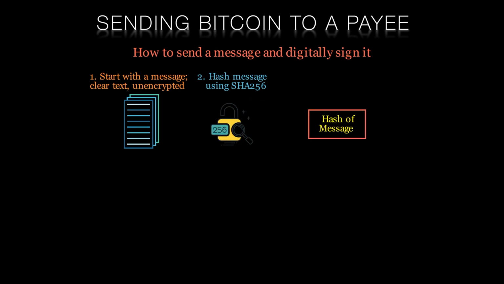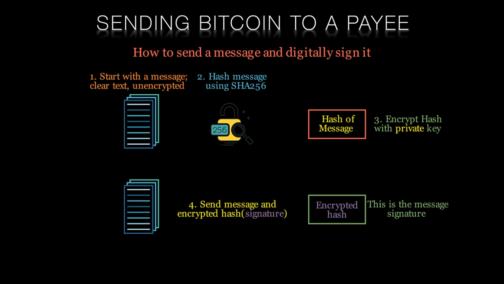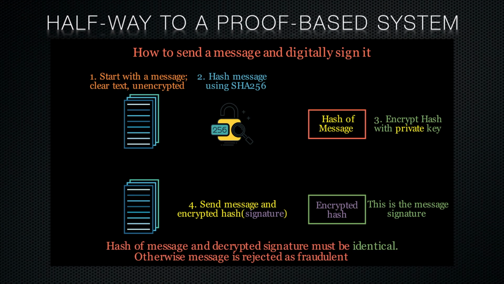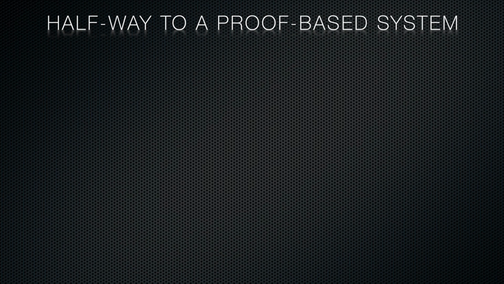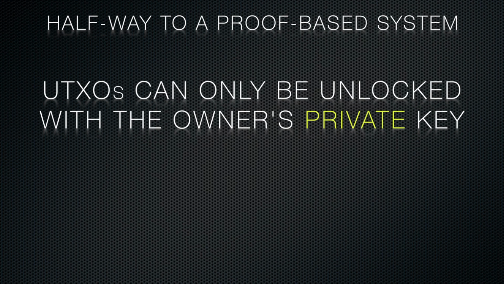Your wallet will handle all of the details of SHA-256 hashing and private key encryption, all of which ensures that you sent the message and that the message has not been altered or tampered with. Now, this alone does not stop a user trying to spend her UTXOs more than once. We will address that in the next video. But you can see here that unless someone else knows Lucy's private key, they cannot spend her Bitcoin.